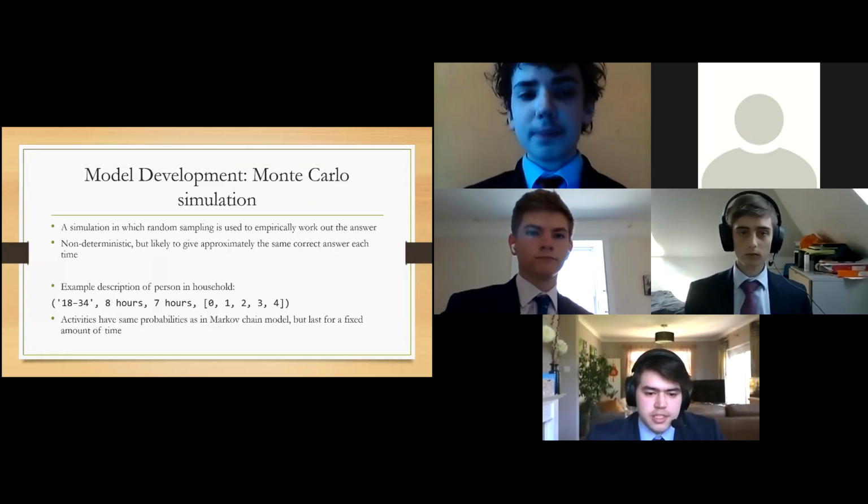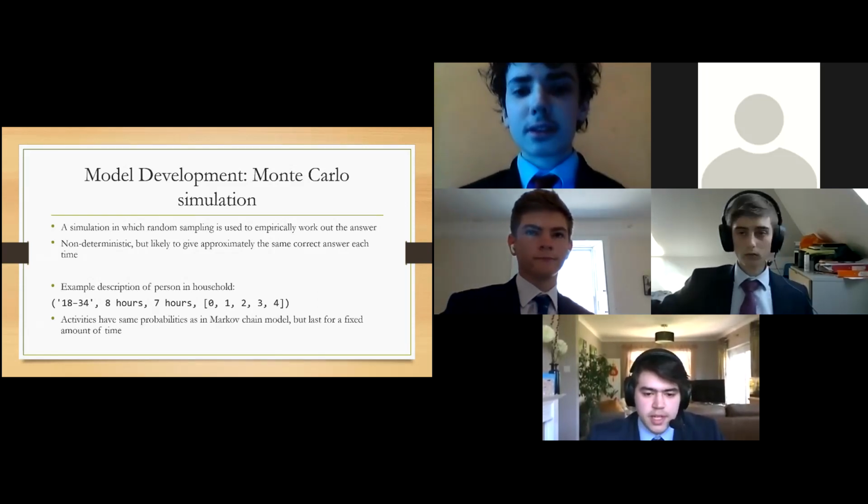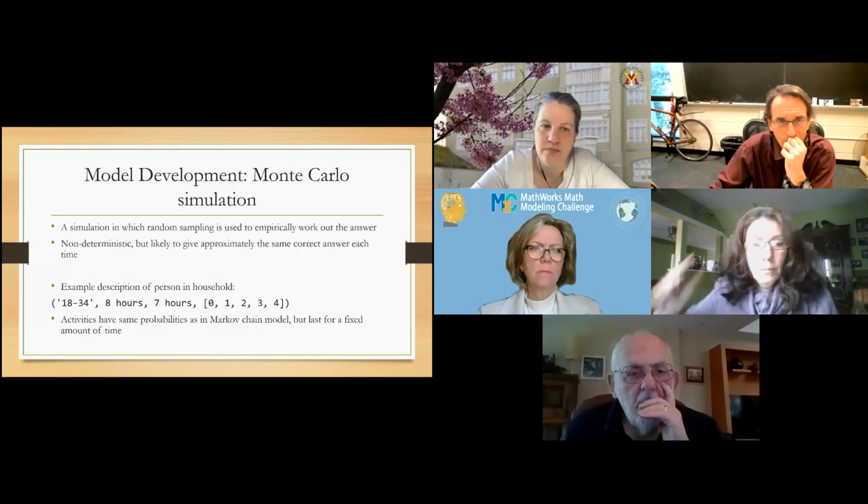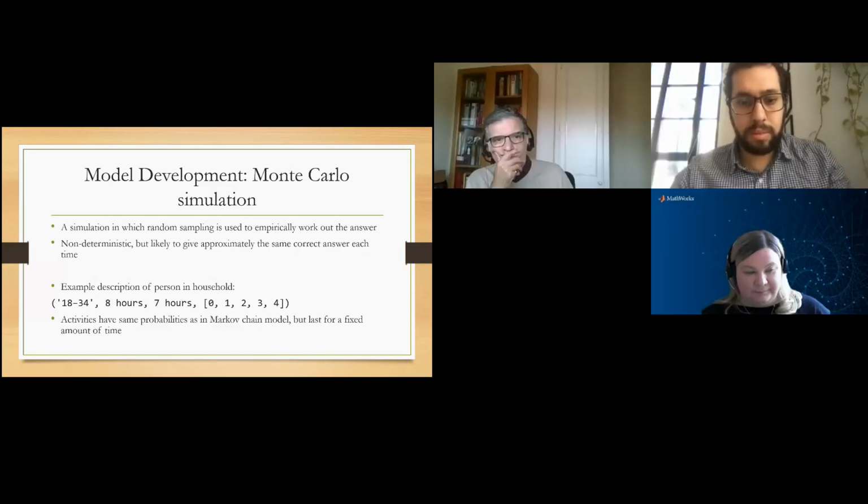The Monte Carlo simulation model was in essence just a computer program which randomly simulated the behavior of a household. We would specify each member of the household as a quadruple in a list, where the quadruple's elements are age, time spent at work or school, and time spent asleep, and days of the week spent away from the household.